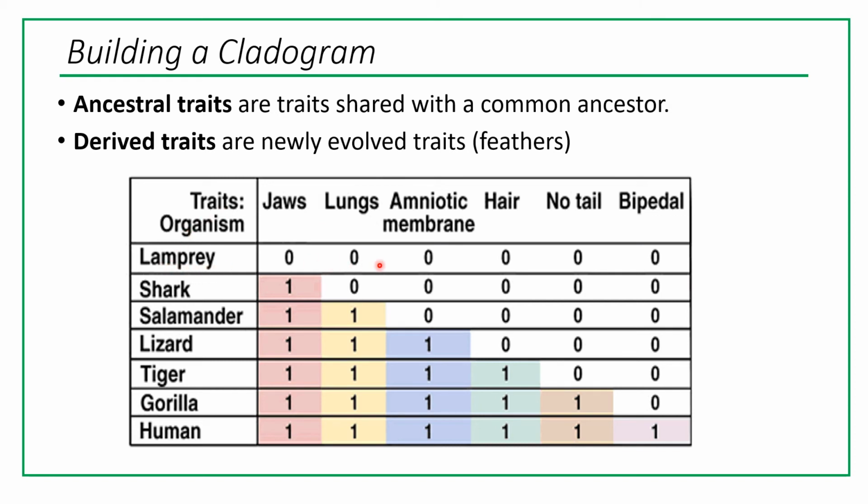A lamprey doesn't have any of it, but shark has jaws. So jaws is a new derived trait for a shark, but for salamander, jaws is already an ancestral trait. So salamander inherited it from the ancestor that they shared with the shark. And then something new appears, right? So lizard now has two ancestral traits and some derived, and so on.